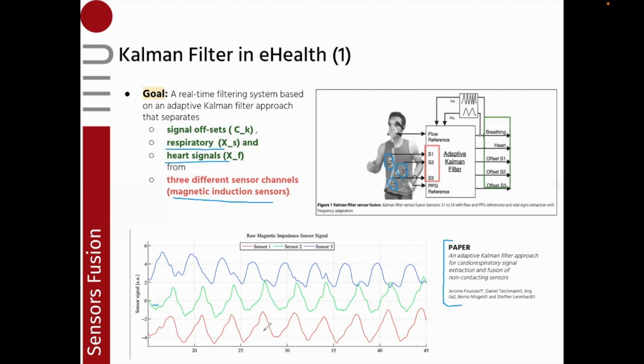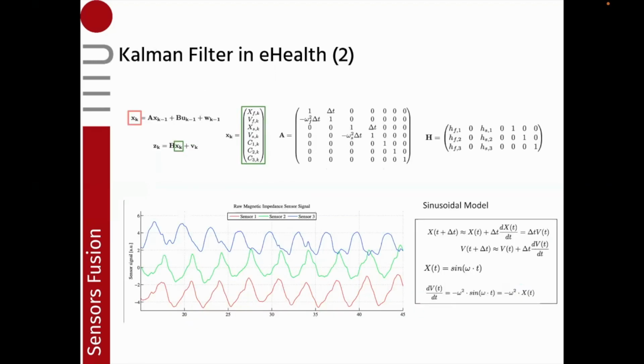These represent the change of impedance of an inner coil of the sensor and are used in many environments to extract the respiratory and the heart activity. So the goal of the paper is, given these observations that are taken with this sensor, to extract the breathing and the heart signal and the offset of the 3 sensors. Let's see now how a Kalman Filter can help us in solving the problem expressed in the slide before.